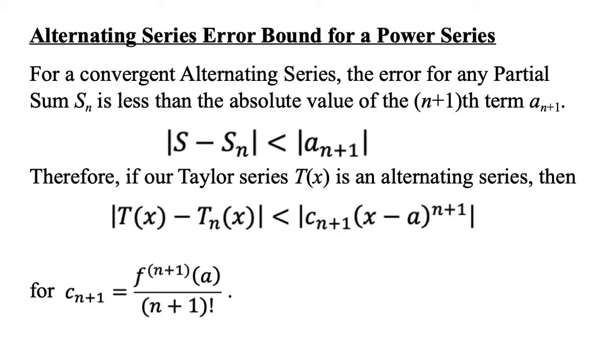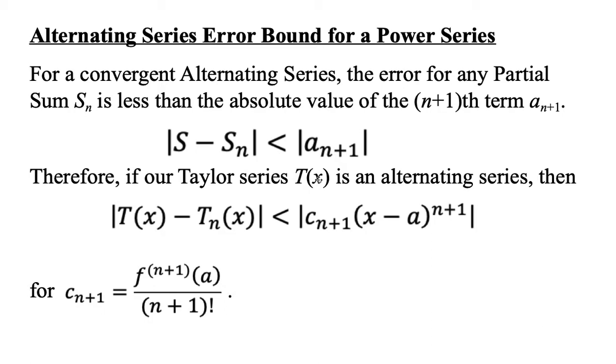For a convergent alternating series, the error for any partial sum S sub n is less than the absolute value of the n plus first term, i.e. a sub n plus 1. That is, the difference between the infinite sum and the finite partial sum S sub n is less than or equal to the absolute value of a sub n plus 1, the next term in the series.